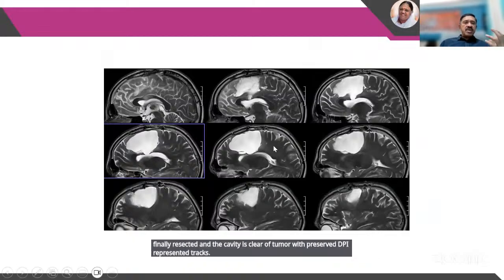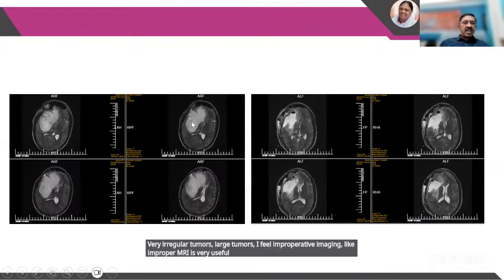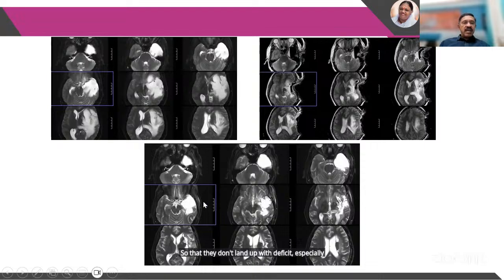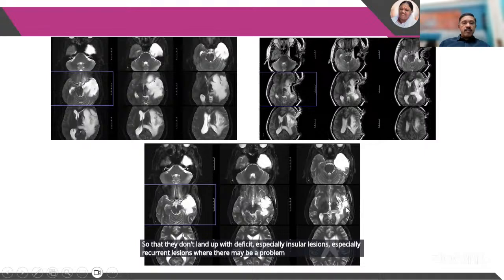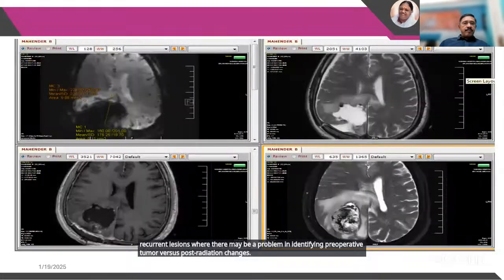For very irregular tumors, large tumors, I feel intraoperative imaging like intraop MRI is very useful. So you can see large cavities like this can be created safely without a deficit in these patients so that they don't land up with deficit, especially insular lesions, especially recurrent lesions where there may be a problem in identifying preoperative tumor versus post-radiation changes.